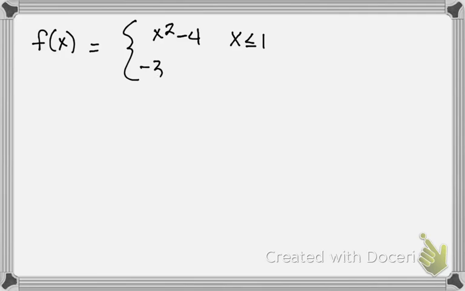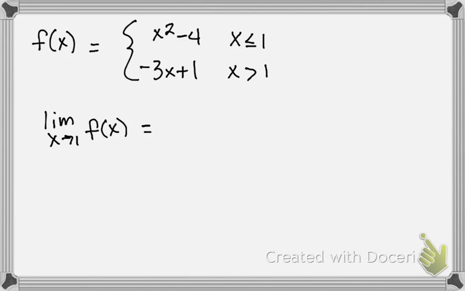All right, whenever you have a piecewise function, you have two parts to really look at. So our first part, you already have written: x squared minus 4 when x is less than or equal to 1, and negative 3x plus 1 when x is greater than 1. Whenever you're asked to determine limits, we're asked to find the limit as x approaches 1 of f of x. So of all that up there, we have to find out what this limit actually goes to.